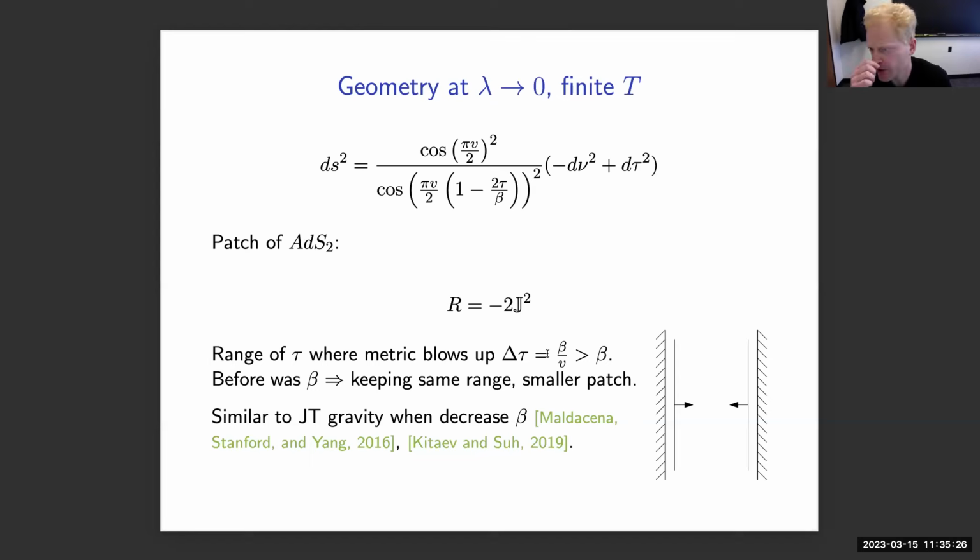So if we always restrict tau to go from 0 to beta, then we see that the place where the metric blows up is a larger range than what we had before. That means that what we see is just a smaller patch of AdS, where essentially the boundary is pushed into the bulk. This can remind you of what happens in JT gravity, because there also when we increase the temperature or decrease beta, the boundary gets closer into the bulk. So it's similar to what happens here.